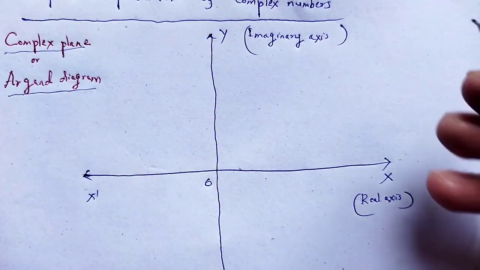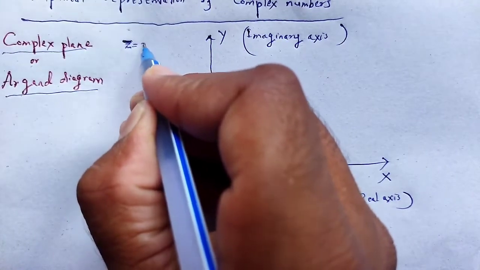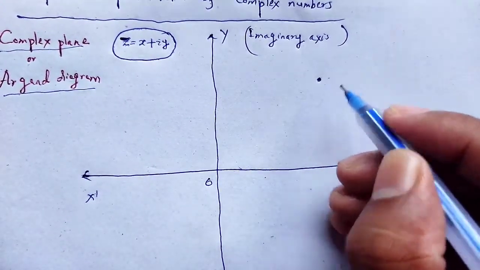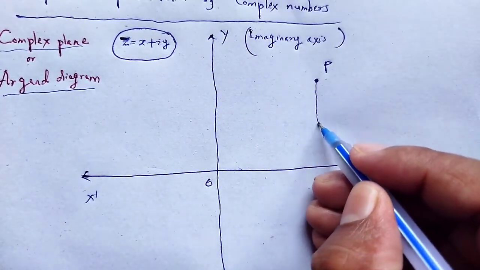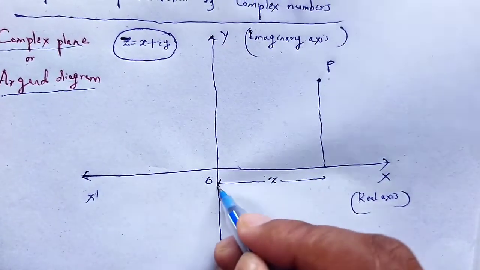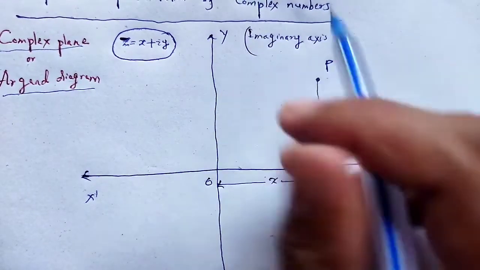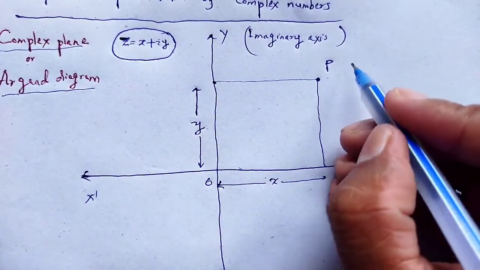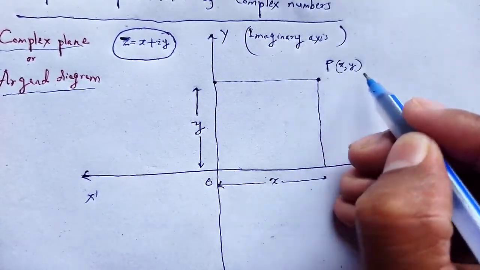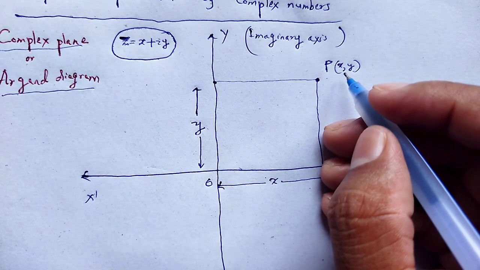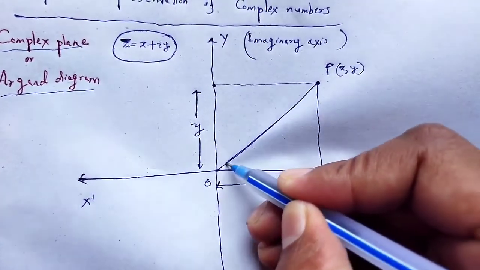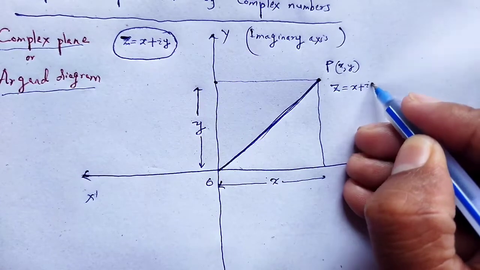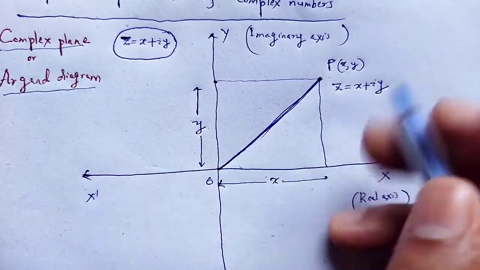And here we take a complex number z is equal to x plus iy. That complex number can be represented as a point P here. That portion is the x in the x axis and this portion be y on the y axis, the imaginary axis. So, the coordinate of that point P is x y, and in complex form we represent it as z is equal to x plus iy. Here O is the origin of that complex plane.